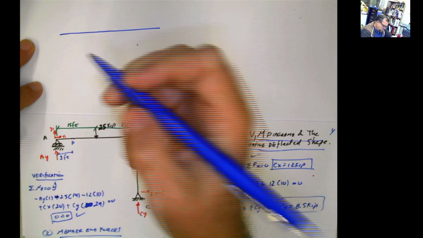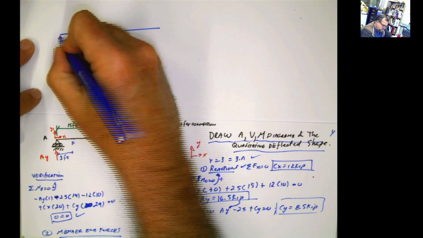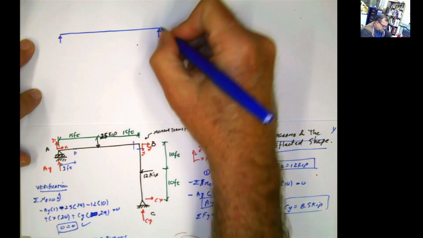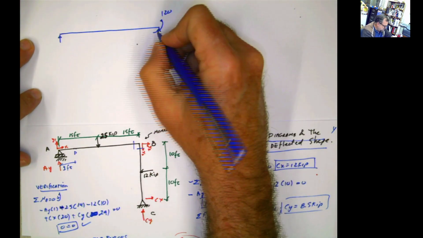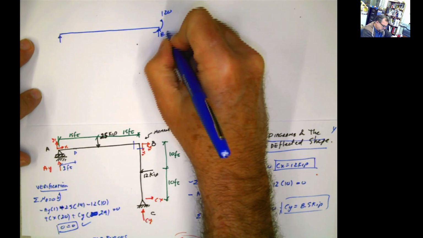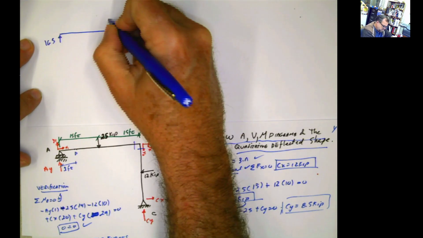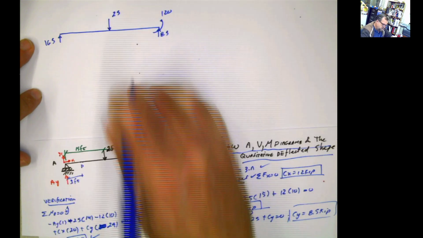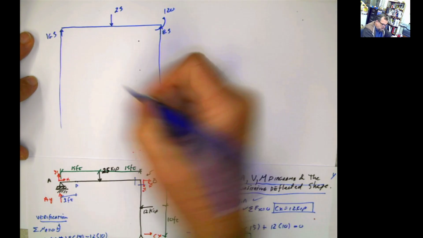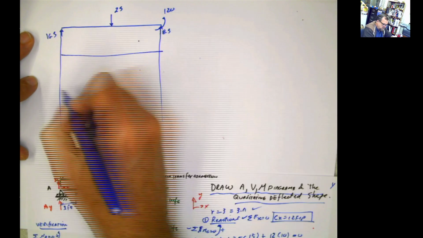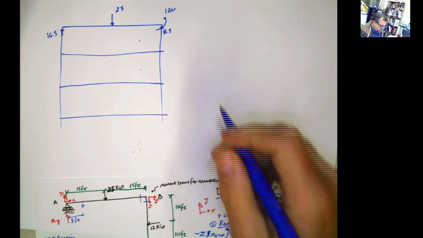And remember what you do here, right? If this is the member AB, you put the reactions, you put everything that you have here, you put the moment that you have here, 120. This value, once again, it was 8.5. This value here was 16.5, and this was 25. And then you draw the vertical lines in the same way that you did before, and then you're gonna have one for axial, one for shear, and one for moment. That's what you do there.